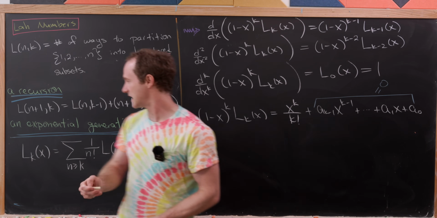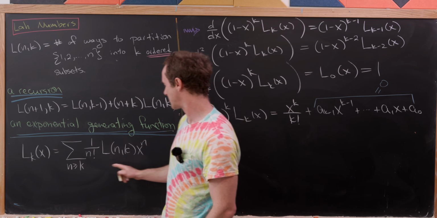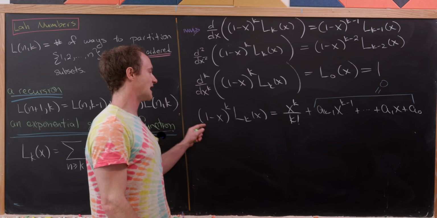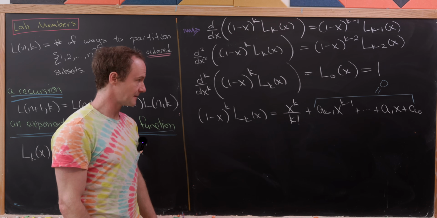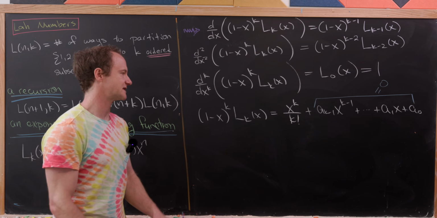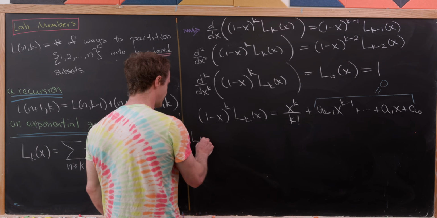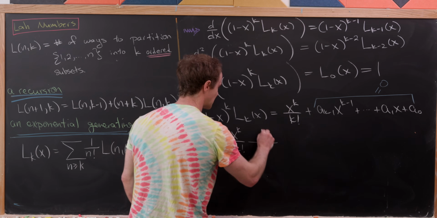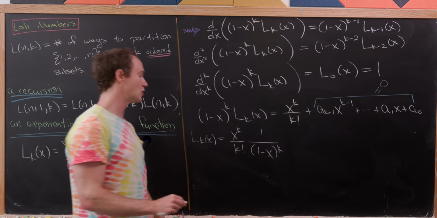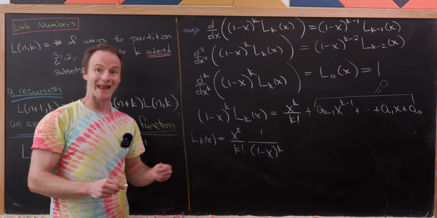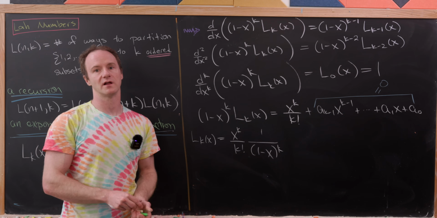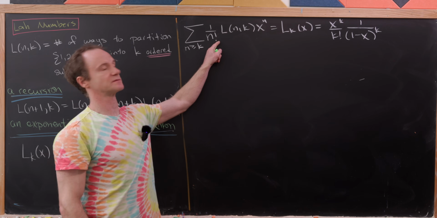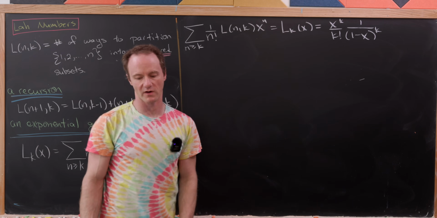Another way of seeing it is that the lowest power of x in L_k(x) is x^k. That means the lowest power of x in the left-hand side is also x^k, which means the lowest power on the right-hand side is x^k. But now let's observe we've got L_k(x) is equal to x^k over k factorial times 1 over (1 minus x)^k. So there's our closed form for our generating function, which we'll now use to find a closed form for the Lah numbers. We've got our generating function expressed in terms of Lah numbers over here, and it's got a closed form on the right-hand side.